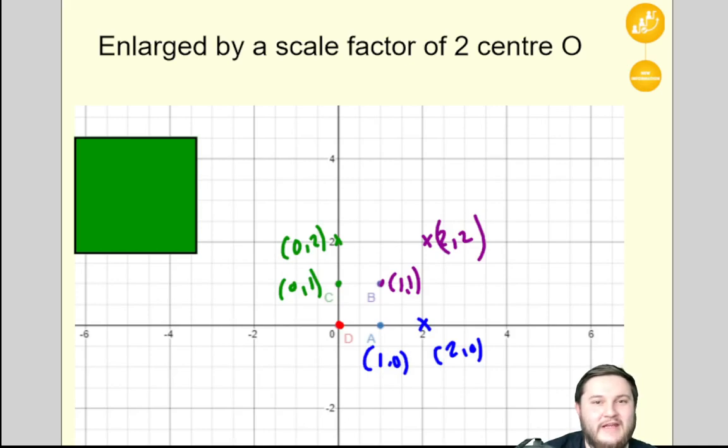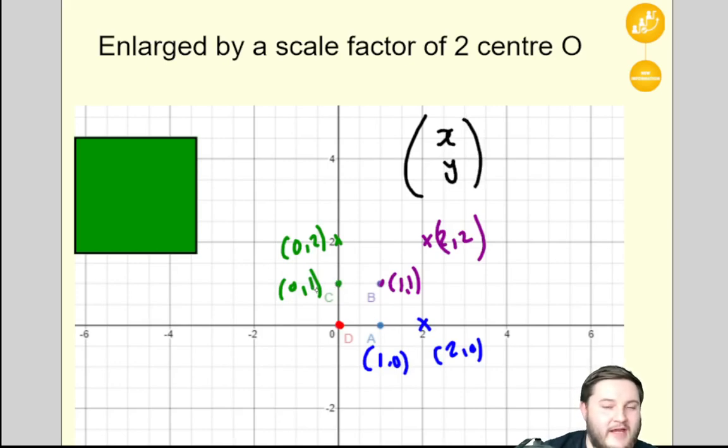So you've taken the coordinate, whatever the coordinate might be, and you just multiply both the x and the y by 2. Obviously in this one it looks like the y coordinate is just being multiplied by 2. But it's easier to see with 1, 1 that both the x and the y are being multiplied by 2. So it goes from the coordinate x, y to now being 2x, 2y.